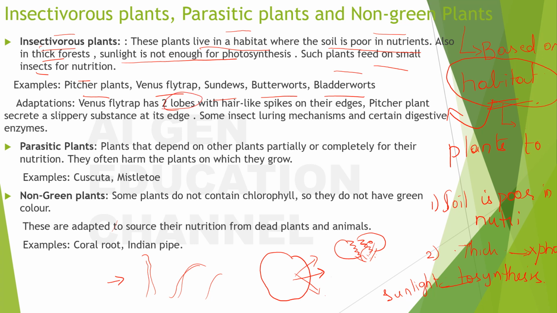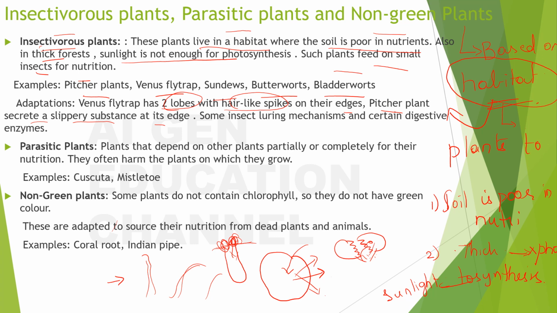Flytrap has two lobes with hair-like spikes on their edges, okay? And how about the pitcher plant? Pitcher plant, at their edge they will secrete a slippery substance. So what happens? When the insect comes in contact with the slippery substance, it will just slide into the pitcher. What is the pitcher? Pitcher is the bottle shaped structure that is part of the plant, okay? So when the insect comes in contact with the slippery substance, it will just fall into the pitcher. In that way, these two, Venus flytrap and pitcher plant, they eat on the insects.